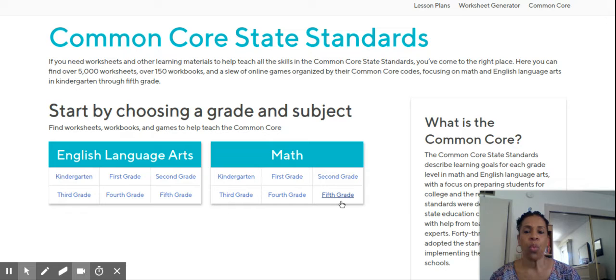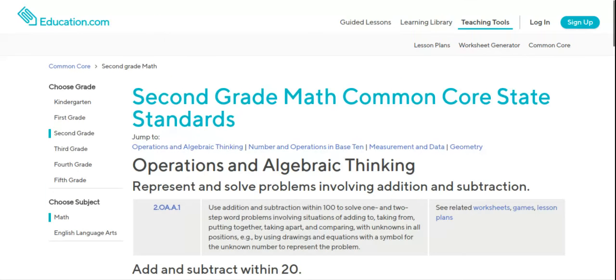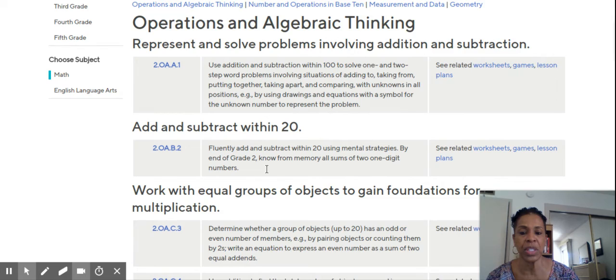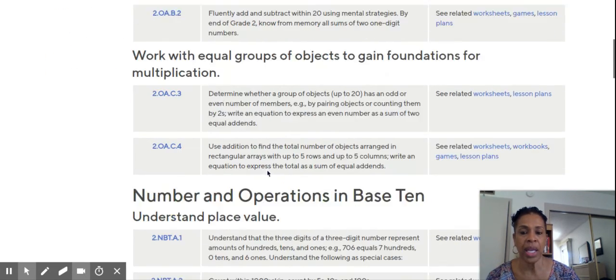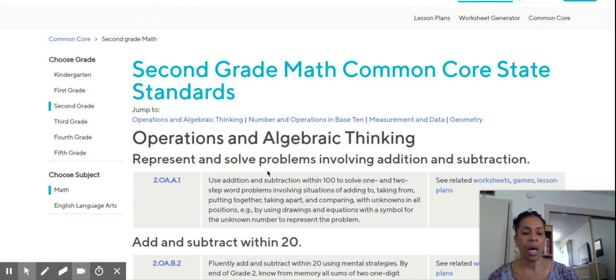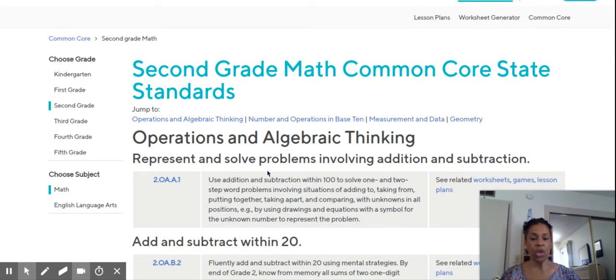And so, one thing I wanted to encourage parents to do is to get familiar with these state standards, the Common Core State Standards, at your child's grade level. So, for example, if your child is in the second grade, you click second grade. I just clicked math. You click second grade math, and it talks about all the different standards and what they are.